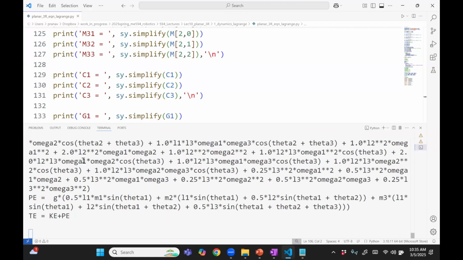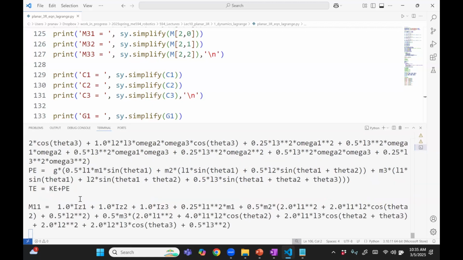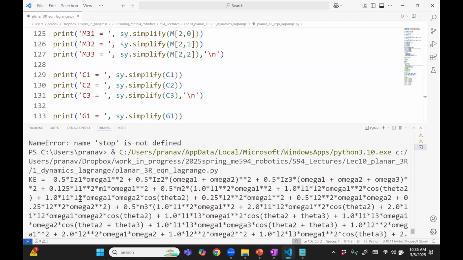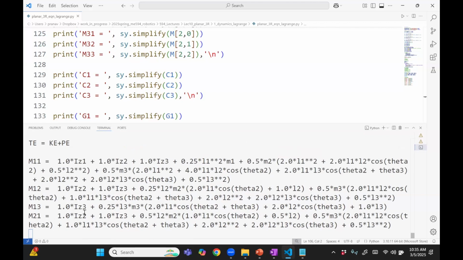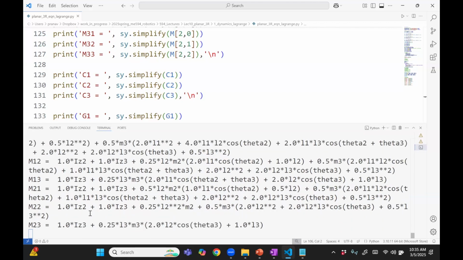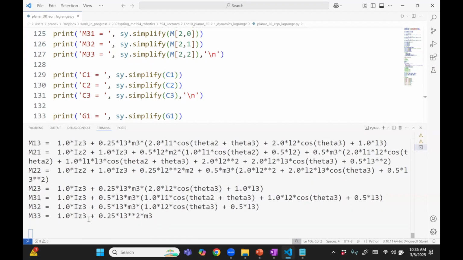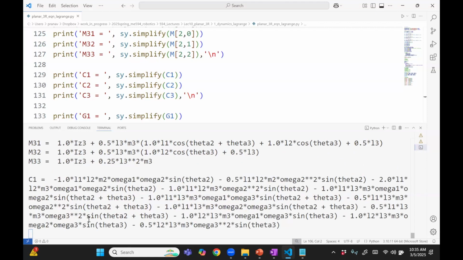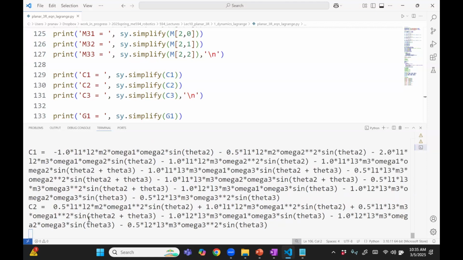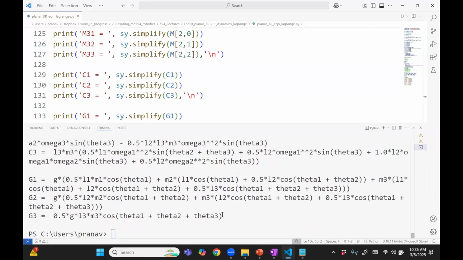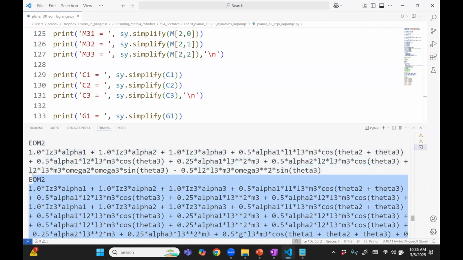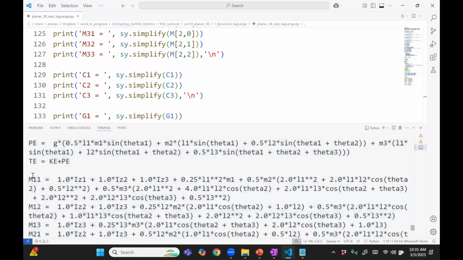If that's the kinetic potential energy, I'll talk about it in just a bit. But here is M11, M12, M13, M21, M22, M23, and so on and so forth. Okay, it's not that compact, but you could use simplify to make it easy. So this, I'm just going to copy because I'll need it in just a bit.